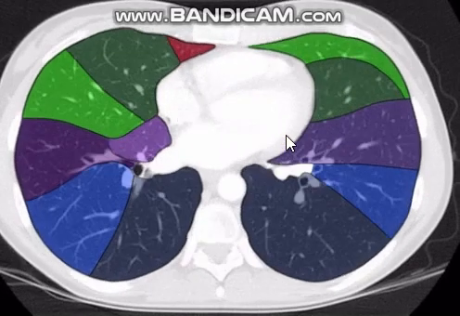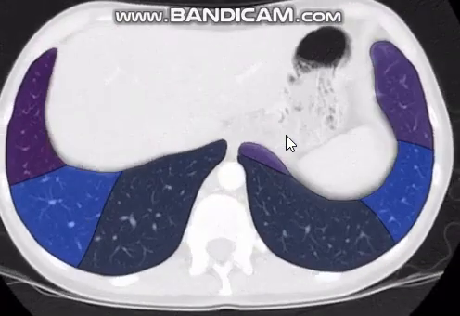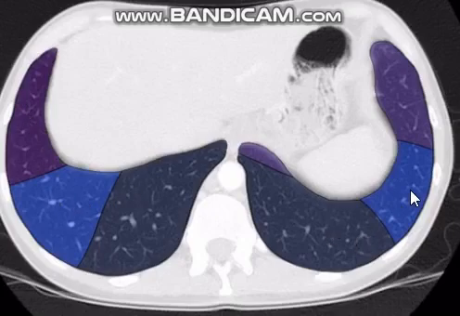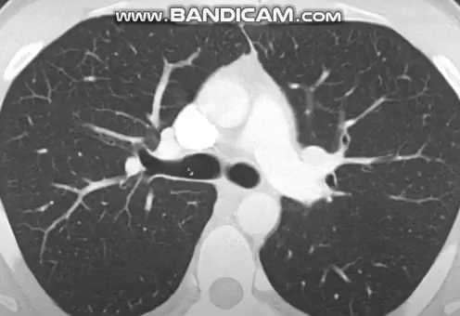Then, at the most inferior aspect, it will become PLA only: posterior segment, lateral segment, anterior segment.